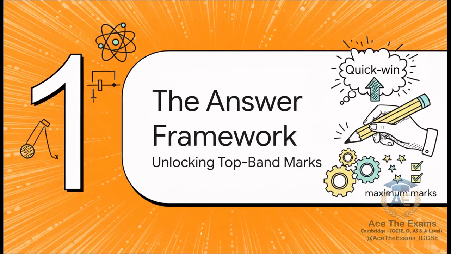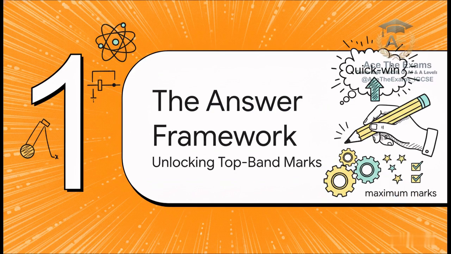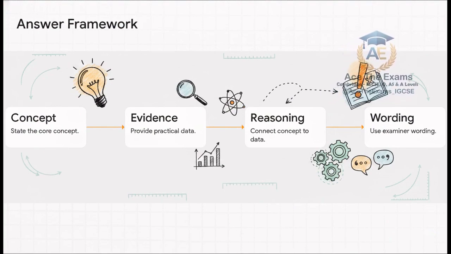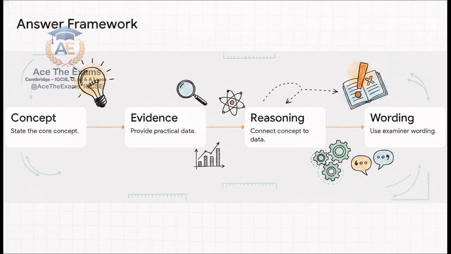Section 1. The Answer Framework: Unlocking Top Band Marks. To secure those maximum marks, you literally have to stop ordinary revision today. Instead, you need to start using the ultimate quick win framework, which we've pulled straight from examiner expectations. Okay, let's dive into the anatomy of a perfect answer. This 4-part formula will literally transform your vague, rambling explanations into precise top-band answers.